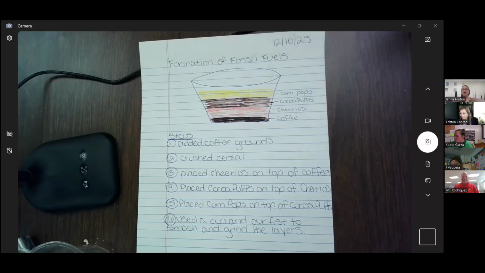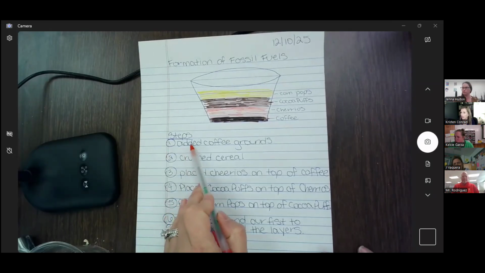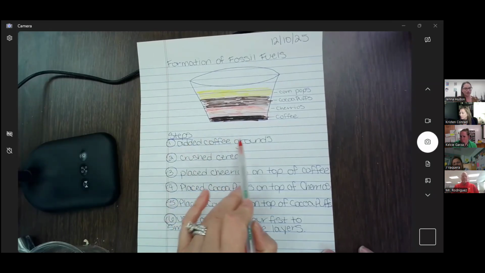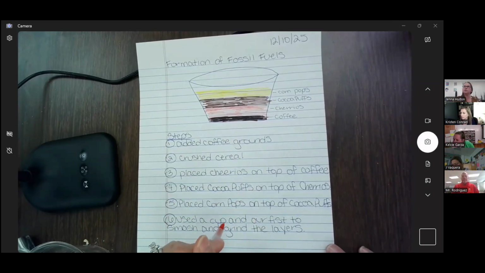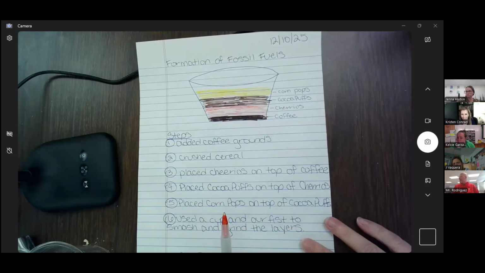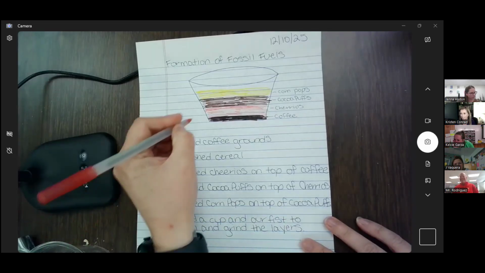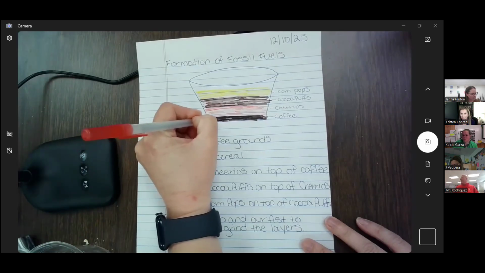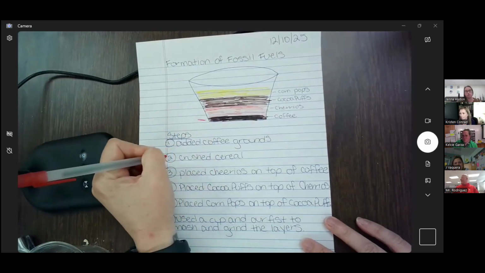I'm going to use the document I shared with you in the chat, this explain formation of fossil fuels, to guide me through this portion with my students in their notebooks, because it asks for my first step here. What was the first step in our process, boys and girls? What did we do? Do you remember from yesterday? Yeah, we added those coffee grounds, right? Does anybody remember from our story what those coffee grounds were representing? Yes, a swamp. So on my model here, I'm going to add that this was a swamp, right?